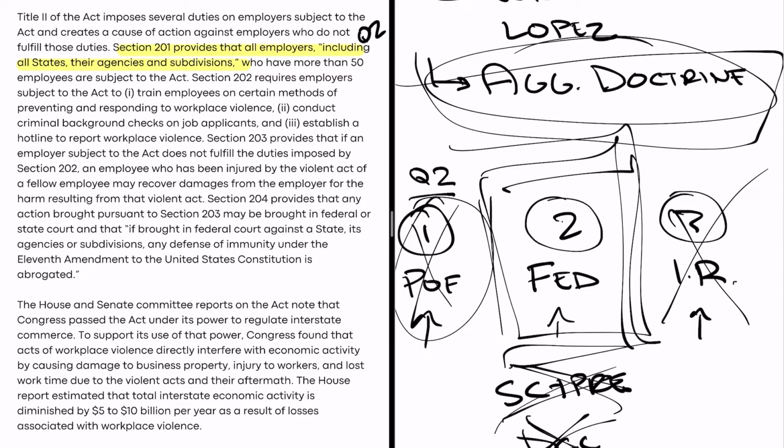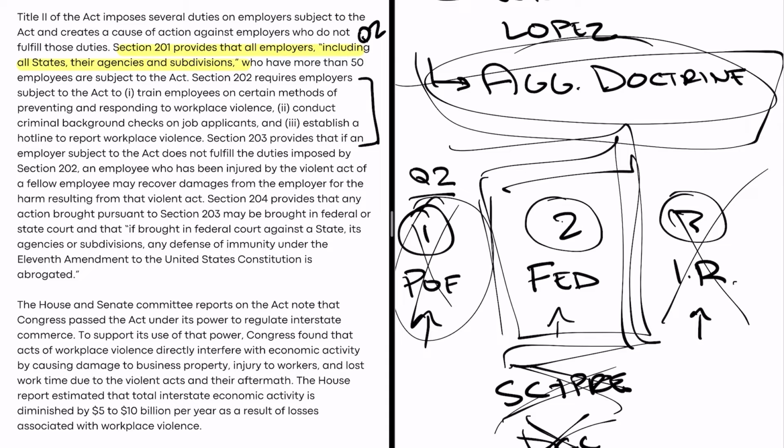The next section of the Act, Section 202, requires employers subject to the Act to train employees on certain methods of preventing and responding to workplace violence, to conduct criminal background checks on job applicants, and to establish a hotline to report workplace violence. Okay, so we just see some requirements that the employers subject to this act are now going to have to follow. They're going to have to train employees, conduct background checks, and establish a hotline. Okay, that's Section 202. Moving on to Section 203.